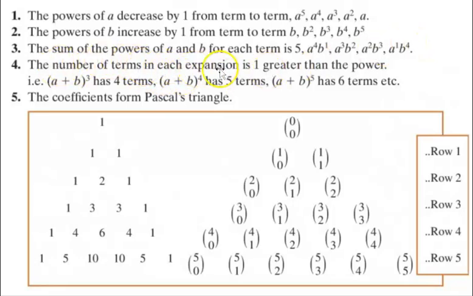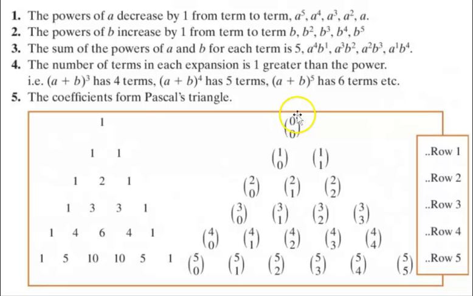The number of terms in each expansion is 1 greater than the power, i.e. (a + b)^3 has 4 terms, (a + b)^4 has 5 terms, (a + b)^5 has 6 terms, etc. The coefficients form Pascal's triangle. So we have 1; 1, 1; 1, 2, 1; 1, 3, 3, 1; 1, 4, 6, 4, 1; 1, 5, 10, 10, 5, 1.